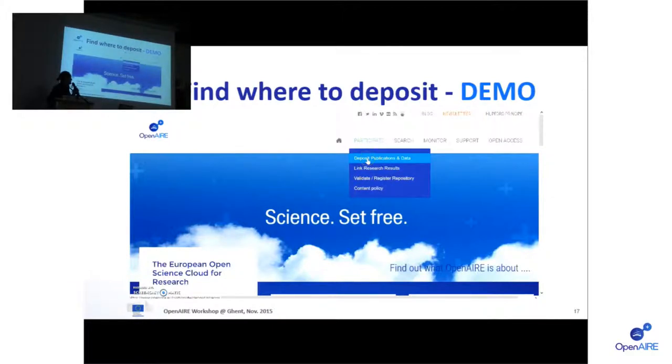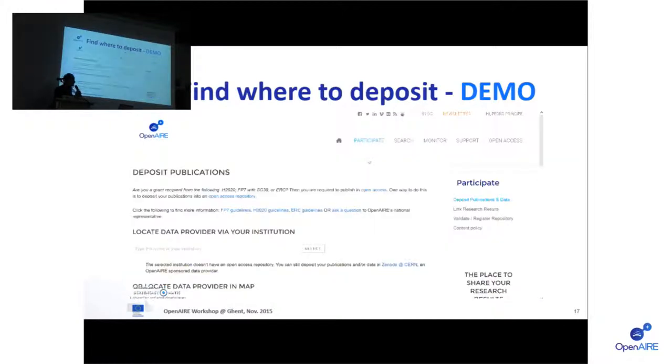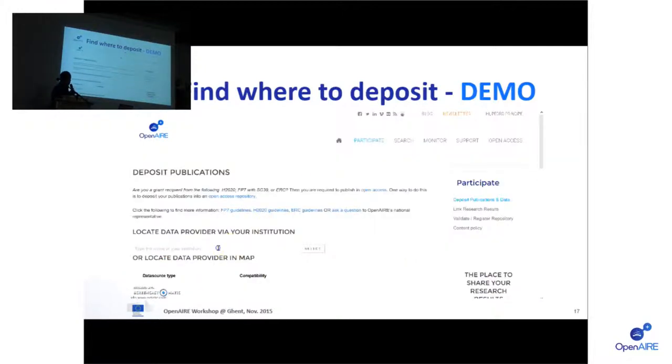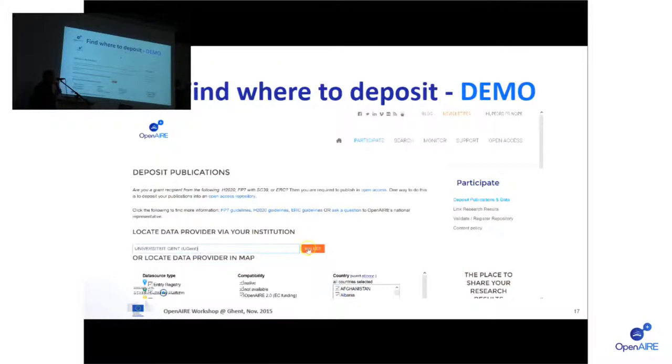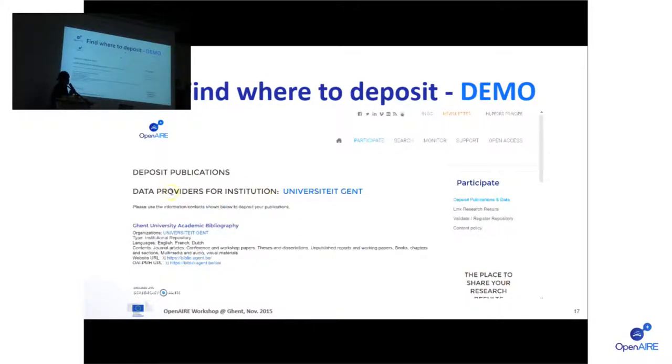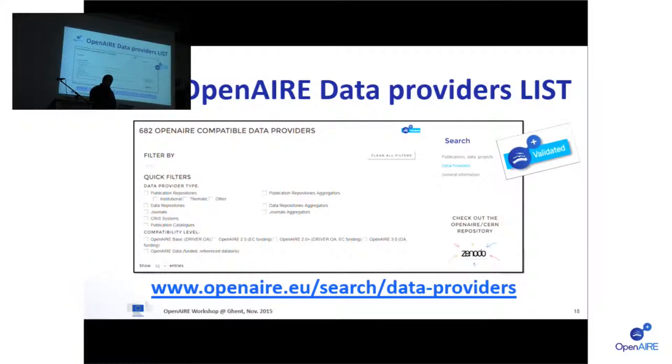You just go to the participate menu and you can search for the repository. You can type the name of your institution, the university or research center, and if we have this repository in the OpenAIRE portal, we will identify it for you, and you can just use the information that we are providing in the portal to contact the repository manager or to access the repository and deposit the publication. But you can also use the OpenAIRE data providers list, where you can find the information about the data providers, the repositories that are compatible with OpenAIRE.